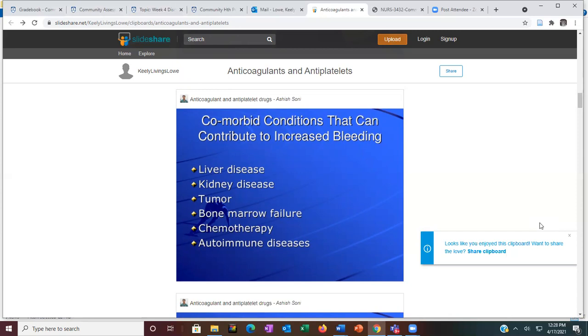Patients that have bone marrow failure, that has to do with the production of platelets. And so if we're not producing platelets, even though we're talking about medications that are anticoagulants, these conditions just interfere with our ability to clot. And so we have increased risk of bleeding. Bone marrow, we're not producing as many platelets. Chemotherapy can damage bone marrow. And then autoimmune diseases can damage bone marrow as well. So we don't produce as many platelets as efficiently as we could.